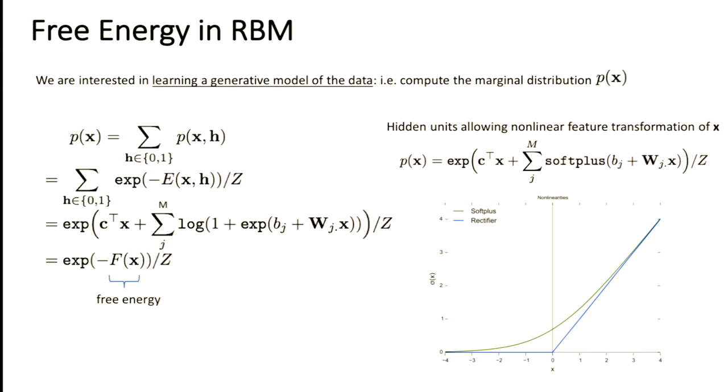This free energy term allows us to once again see that it represents a nonlinear transformation of your data. This is similar to a softmax function, as depicted here. So essentially, once again, this represents some form of feature transformation of your data that you're trying to learn with the model.